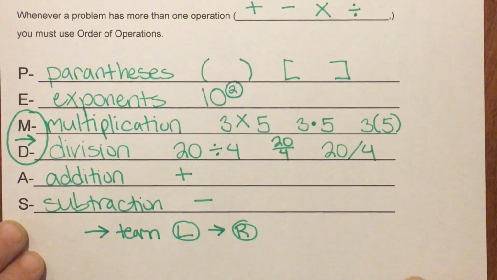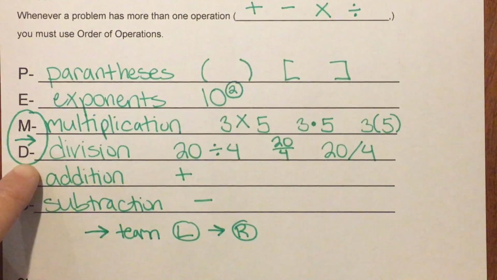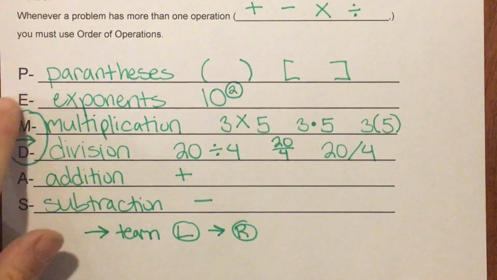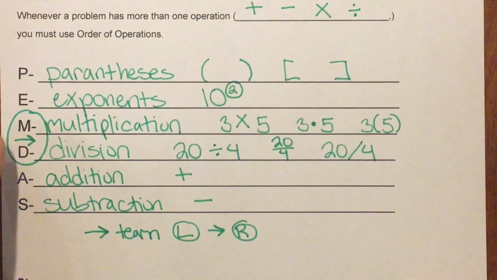So what that means is multiplication doesn't always come before division. And it comes as a team. So when I do it, I'll say, is there any multiplication or division? And then I just solve left to right.